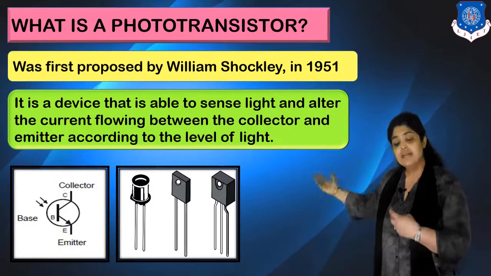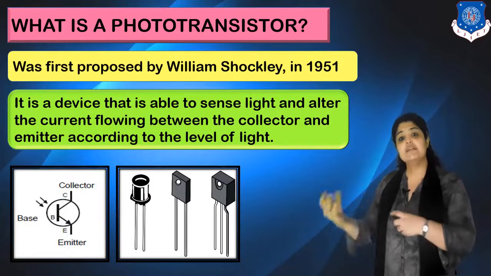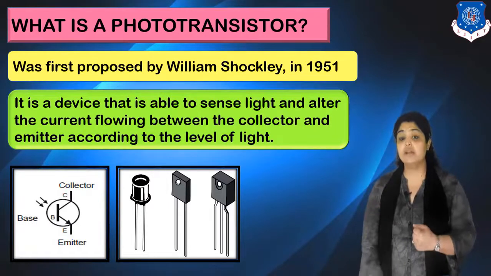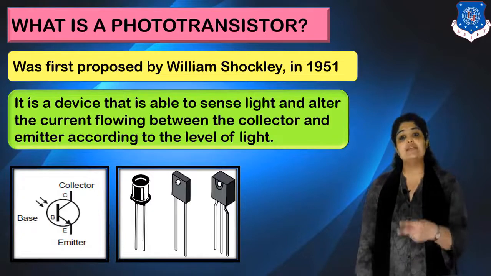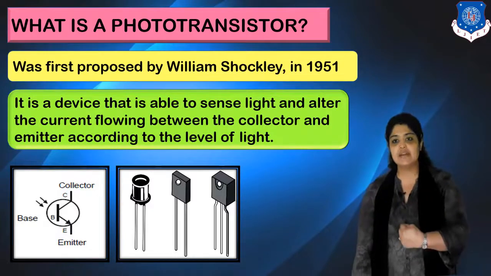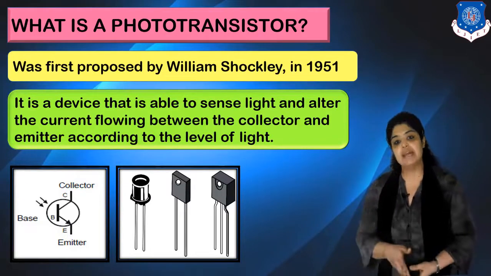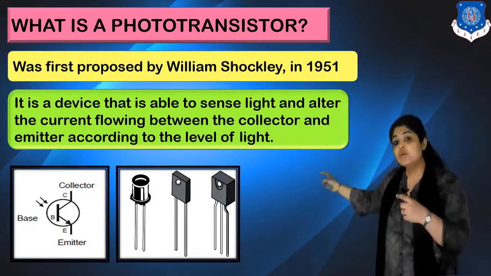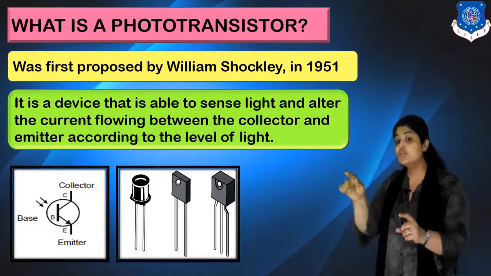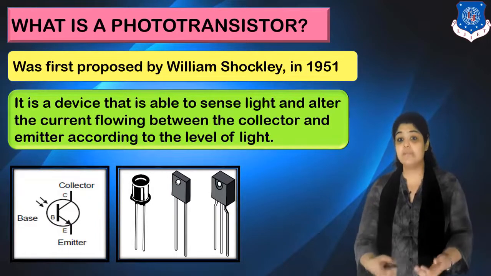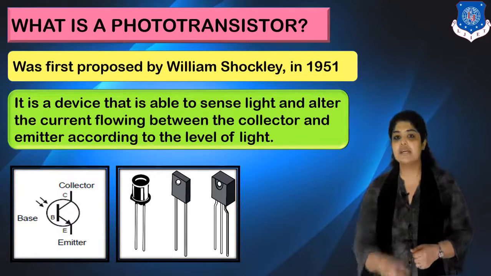The right hand side diagram indicates the different packages in which a phototransistor is made available. You can have a phototransistor as a 2-legged device or a 3-legged device. Now we have a base, but actually the base is never connected. In the symbol, you can see that only a base is shown, but no connection is made to the base. It is only used for biasing, but it is not connected.